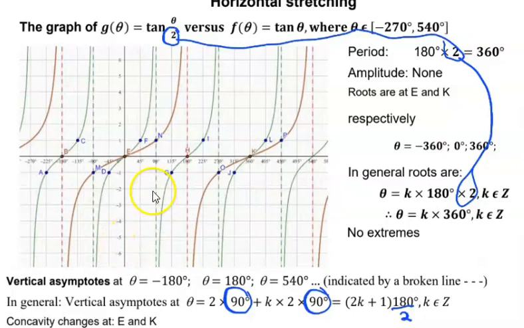Finally, we can look at the concavity. We can clearly see here the graph is concave downwards, and on that side it's concave upwards. So the point E here is an inflection point. The same with the point K, which is also an inflection point, because it's concave up there and concave down there.